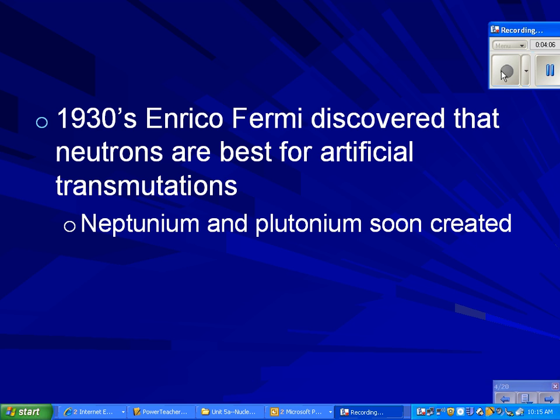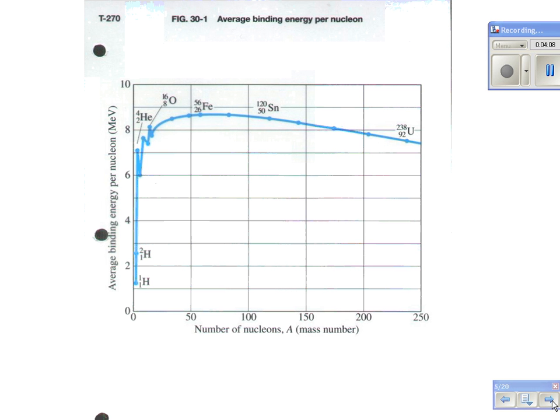And ultimately, we need to go back to this graph. What is this a graph of again? Average binding energy. Average binding energy per nucleon. That's the critical thing. Because really, as a nucleus gets bigger, it's going to have more binding energy because there's going to be more of a mass defect. But what you really want to know is the binding energy per nucleon.